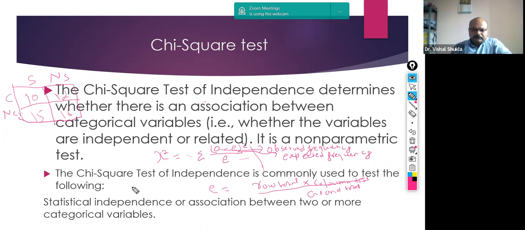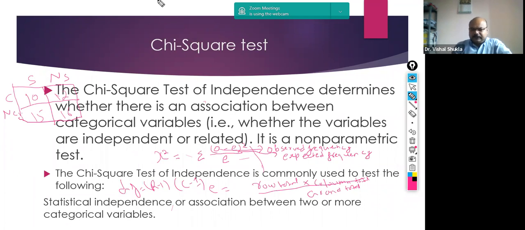Degree of freedom in the case of chi-square is equal to (row minus 1) into (column minus 1). So we have 2 rows and 2 columns. So 2 minus 1 is 1, again 2 minus 1 is 1, 1 into 1 is 1. 1 will be the degree of freedom in this case. So this is how it is calculated.